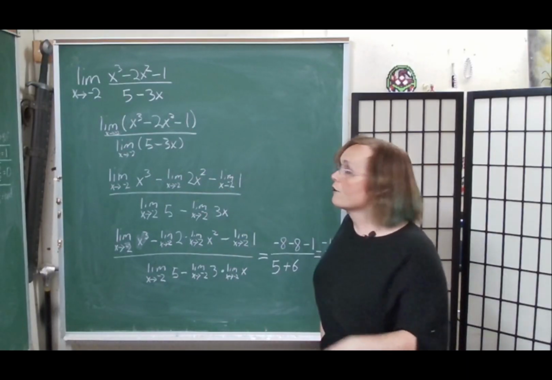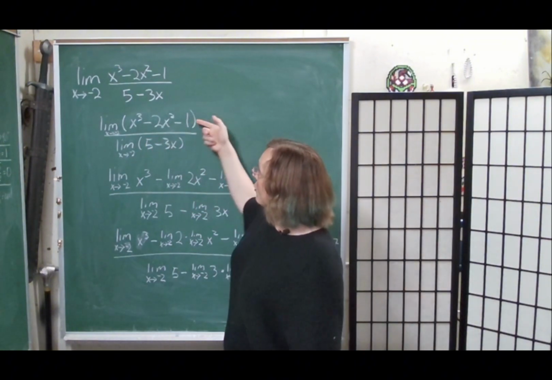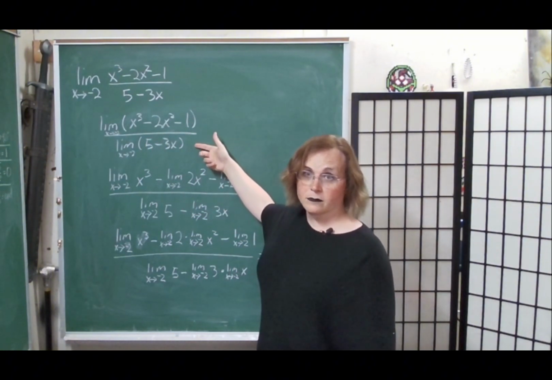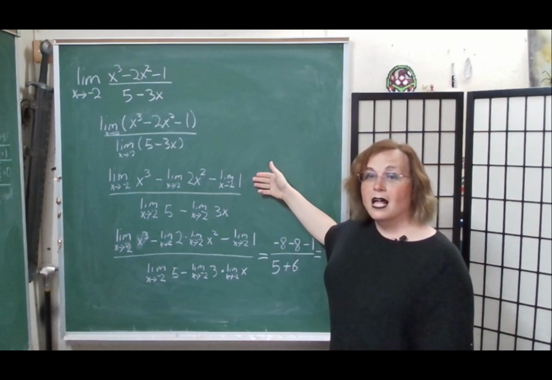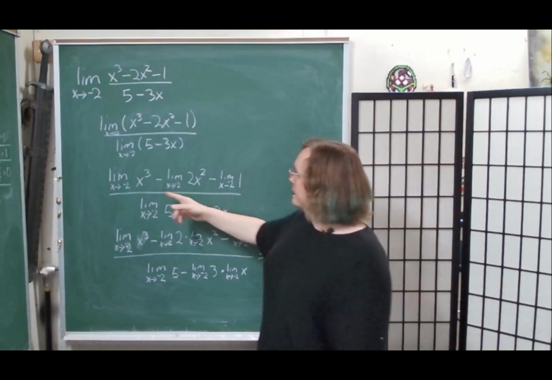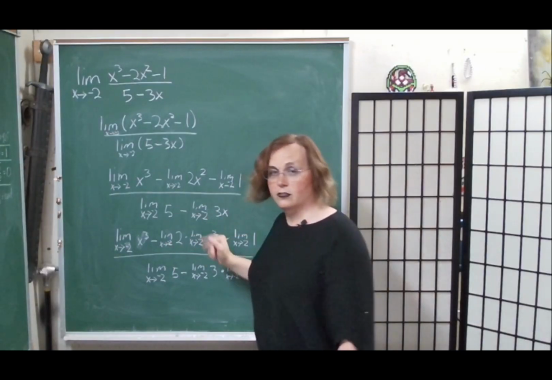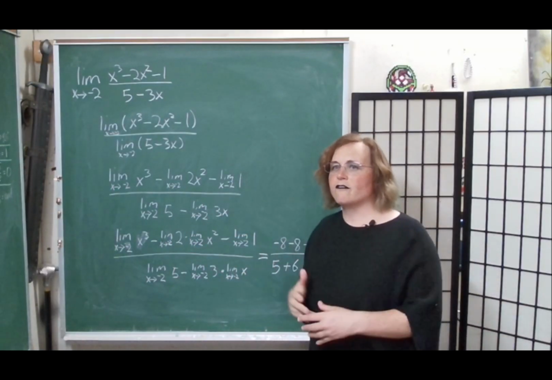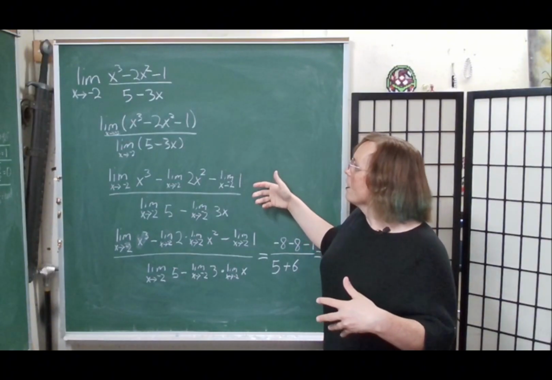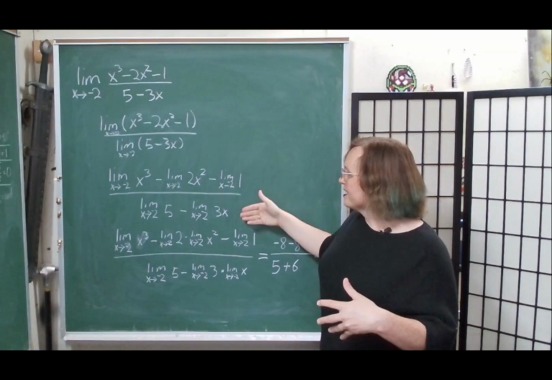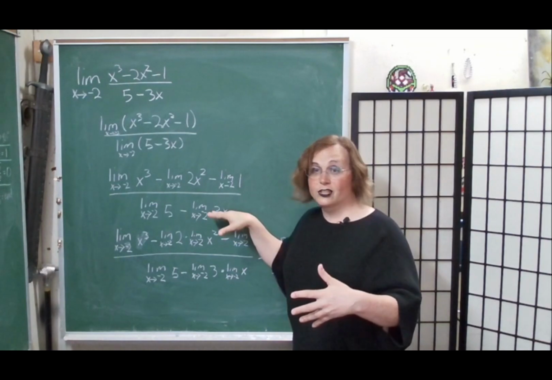Okay, so the first thing we do is we apply our quotient law and we take the limit of the numerator over the limit of the denominator. Okay, from there, in the top, we apply, in this case, our difference law. And in the bottom, we also apply our difference law. Now, this is where we get an advantage, because if we didn't apply our difference law, we would have had to factor the top to see if we would have gotten a 5 minus 3x out of it.